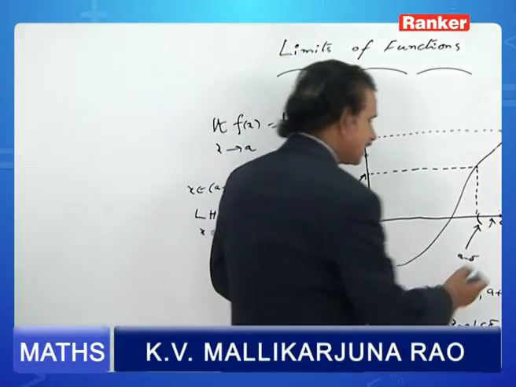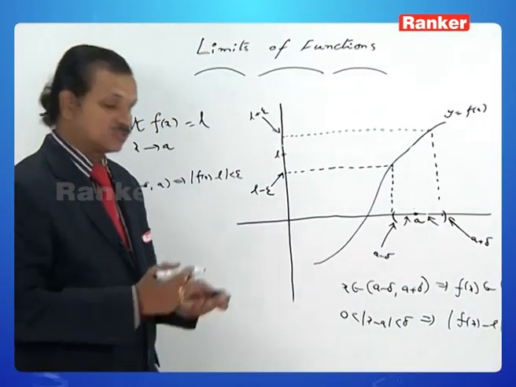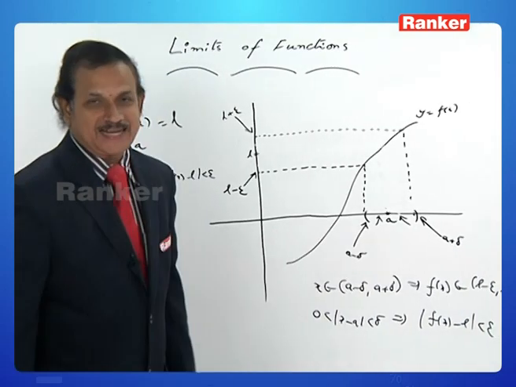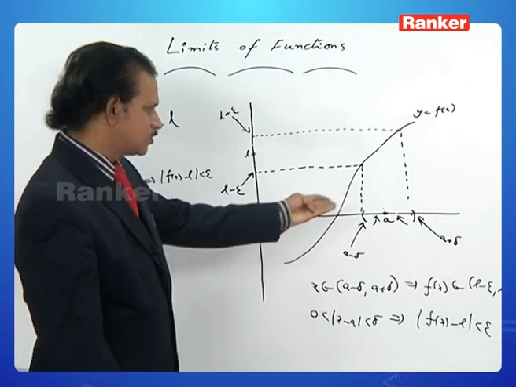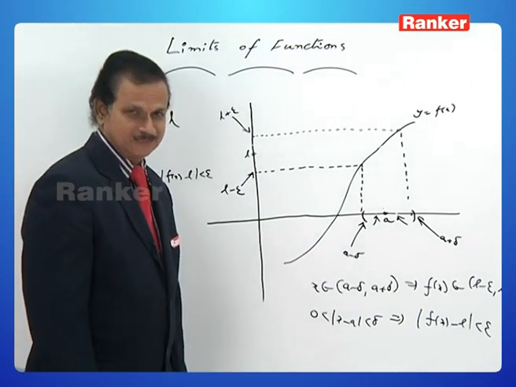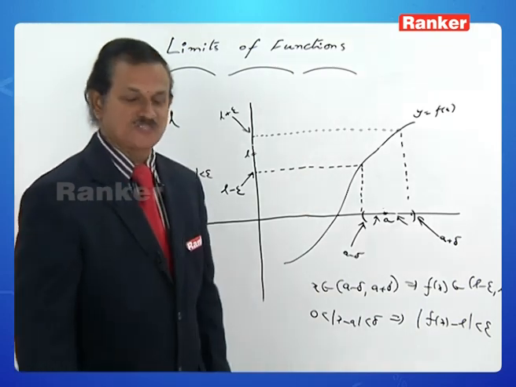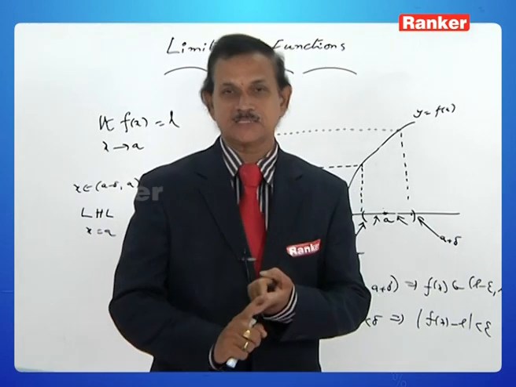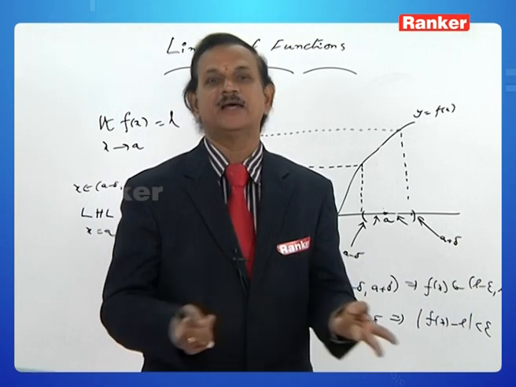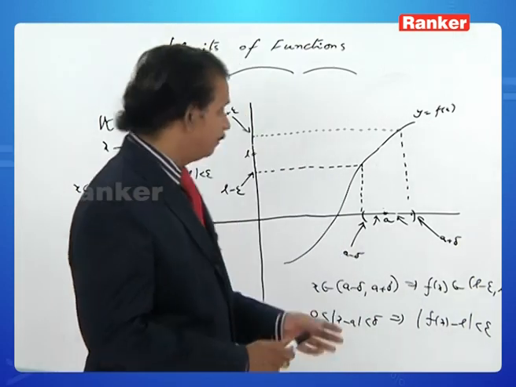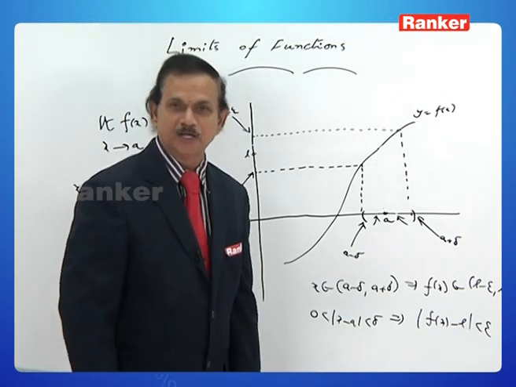If x is restricted to lie here, that is, in the open interval A to A plus delta, then we say that the right hand limit of f of x as x tends to A from right is L. From this concept, from this diagram, we will be able to trace the meaning of the limit of f of x as x tends to A from left, and as x tends to A from right also. Let us be brief in the mathematical expression of this left hand limit and right hand limit now.